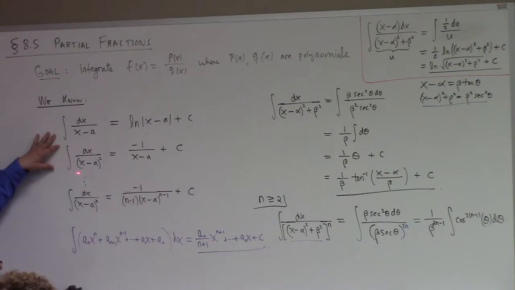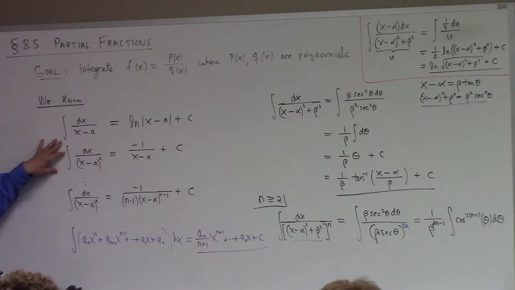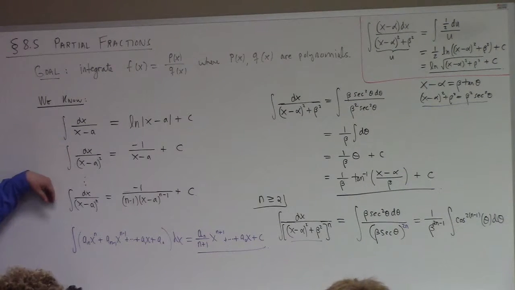If I have the integral of dx over x minus a squared, again, I make a u equals x minus a substitution. I get minus 1 over x minus a. Right? And this goes on. Anything like dx over x minus a to any positive integer power, I can integrate by a u substitution, u equals x minus a. That gives me minus 1 over n minus 1 times x minus a to the n minus 1, plus a constant. My point is, we can do these integrals. So far, so good?